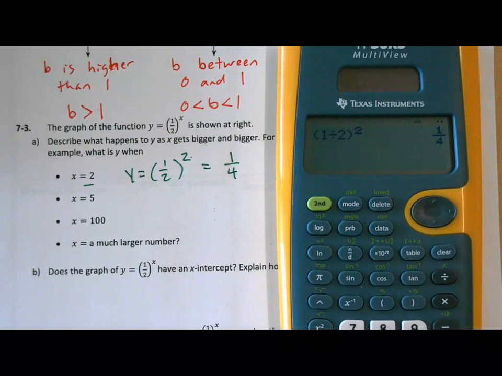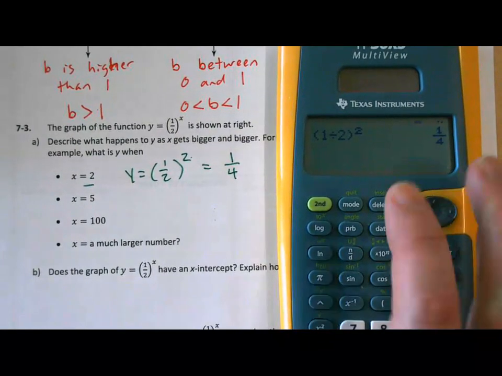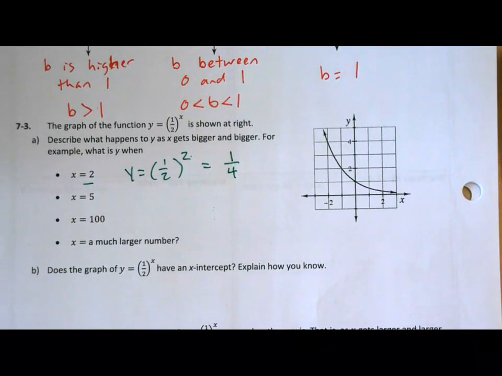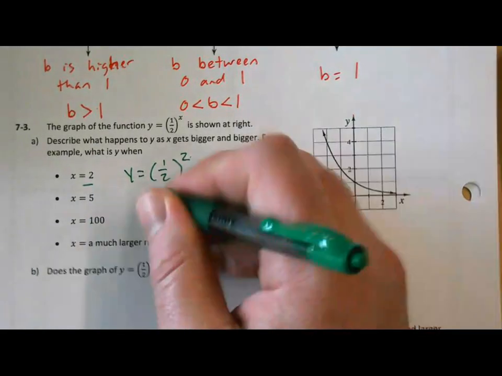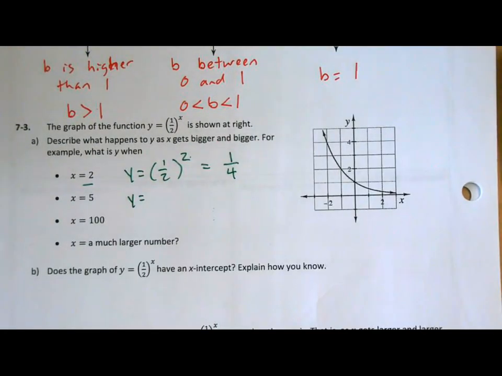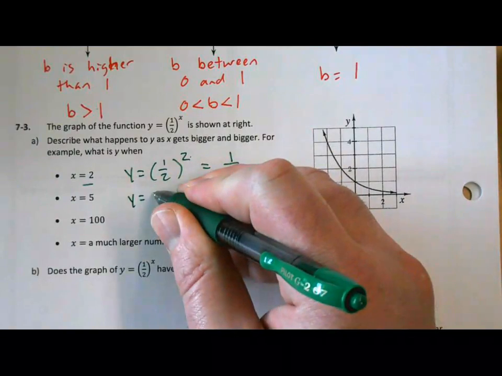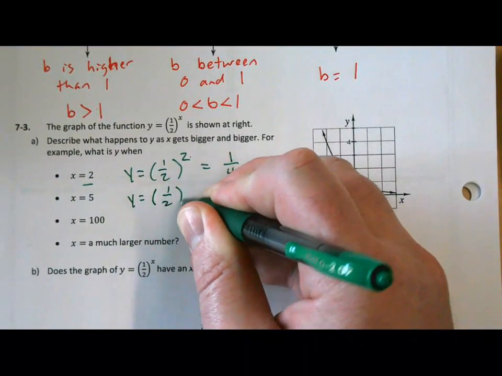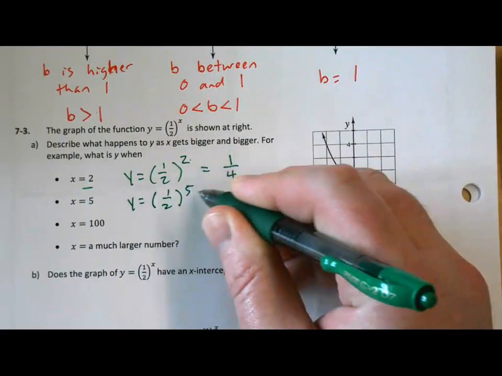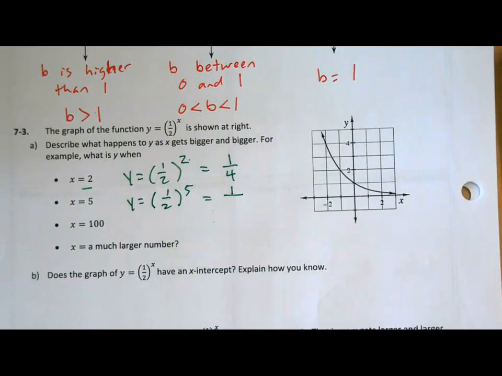What's going to happen if I put 5 in for x? If I put 5 in for x, we're going to get, well, it's going to be 1/2 to the 5th power. I know that 1 to the 5th power is just 1. Does anybody know what 2 to the 5th power is?